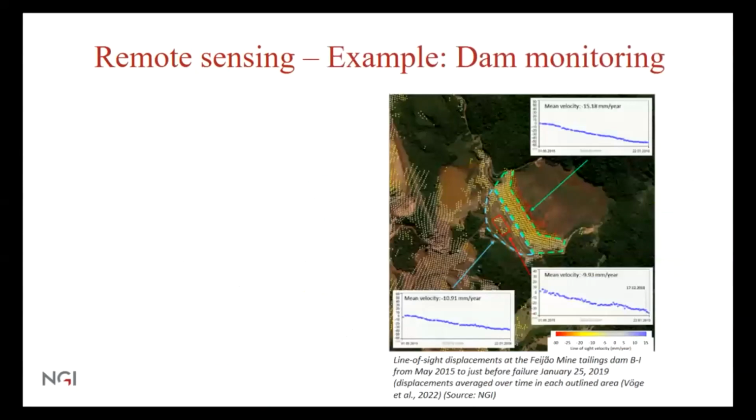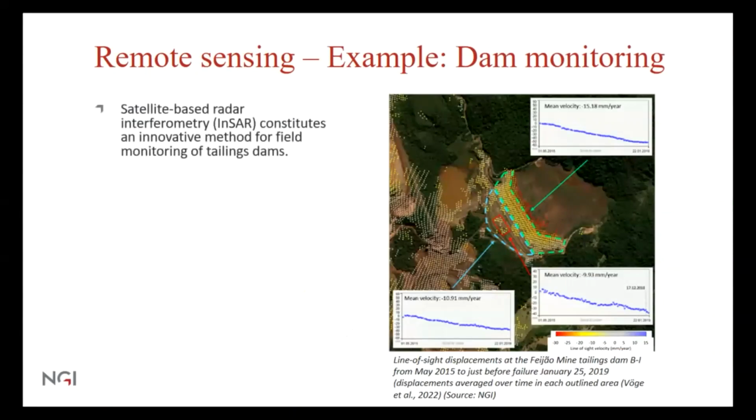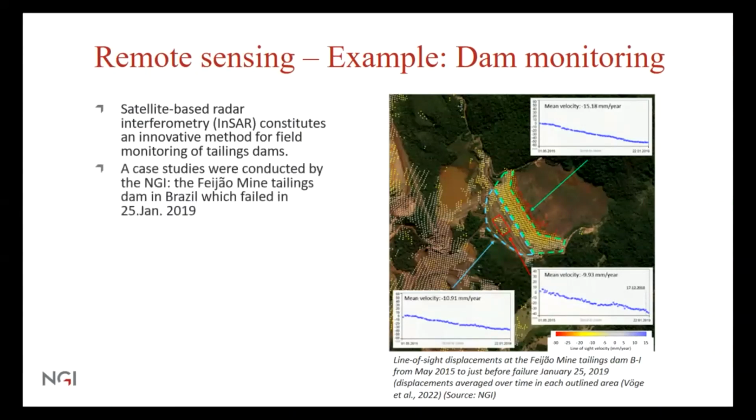Remote sensing has been used in NGI. This example is from NGI's work. It was used in dam monitoring. Satellite-based interferometry is still considered an innovative method for monitoring of tailings dams, and in this case, a tailings dam in Brazil, which failed on the 25th of January 2019.